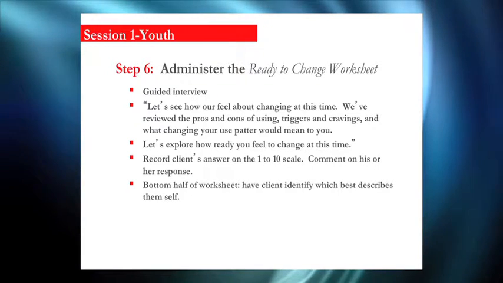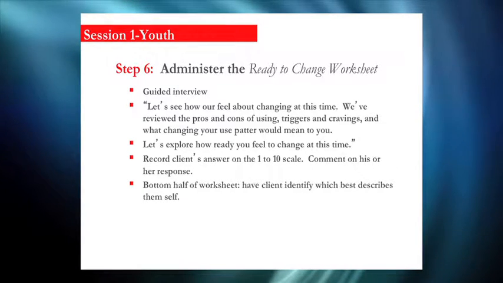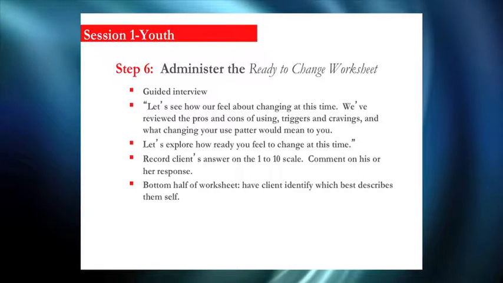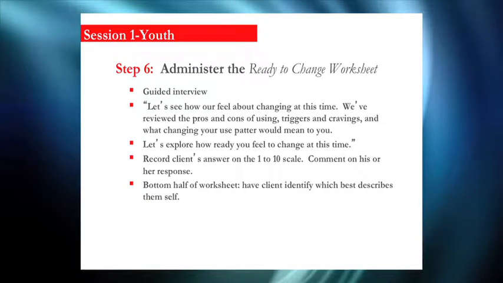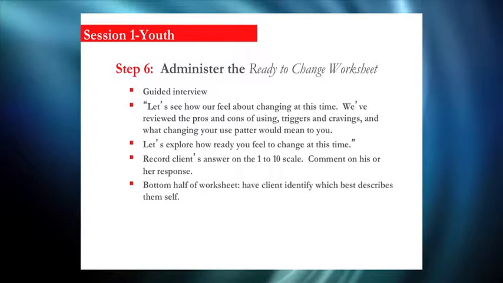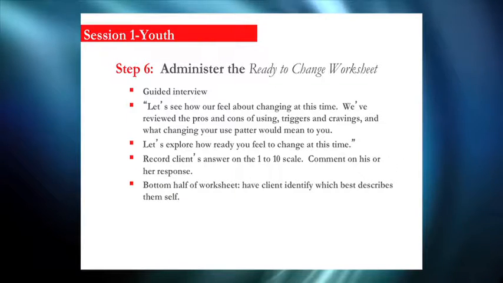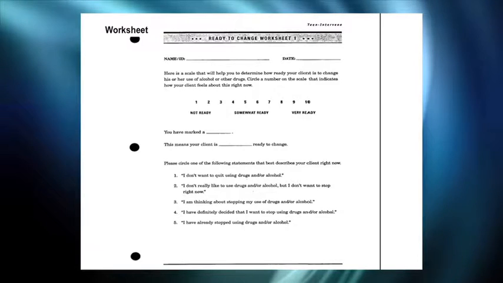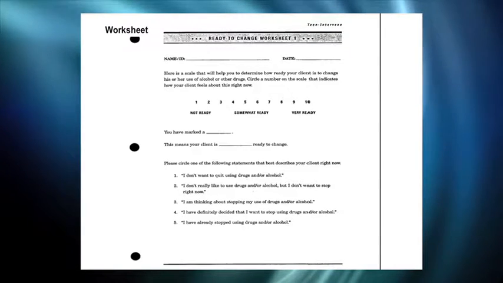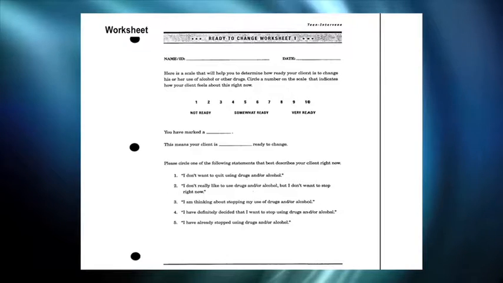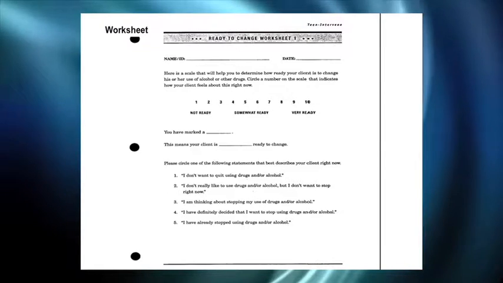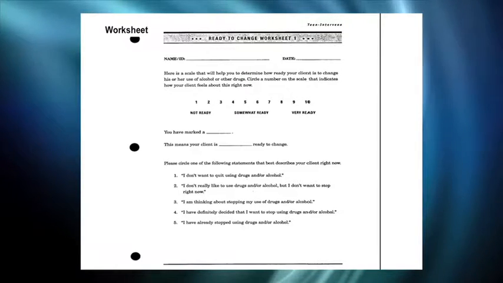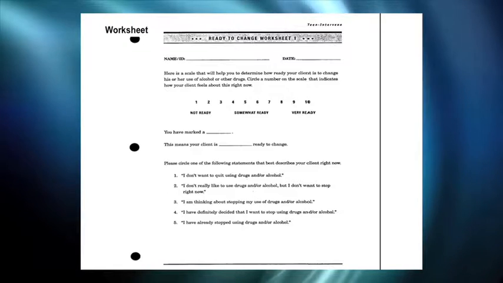So, since change has been recently discussed here, the idea is now to get their rating on the 1 to 10 scale. So this is where you then pull out the worksheet and say, Tommy, Sally, let's see how you feel about changing at this time. We reviewed the pros and cons of using, triggers and cravings, and what changing your use pattern, sorry, there's a typo there, would mean to you. And so at the top is the 1 to 10 scale. And we just turn the page over to the teenager and have them mark it, or you can just tell them on a 1 to 10, with 1 being not ready, in the middle being somewhat ready, and 10 being very ready. What number would you give? You can put the score down.